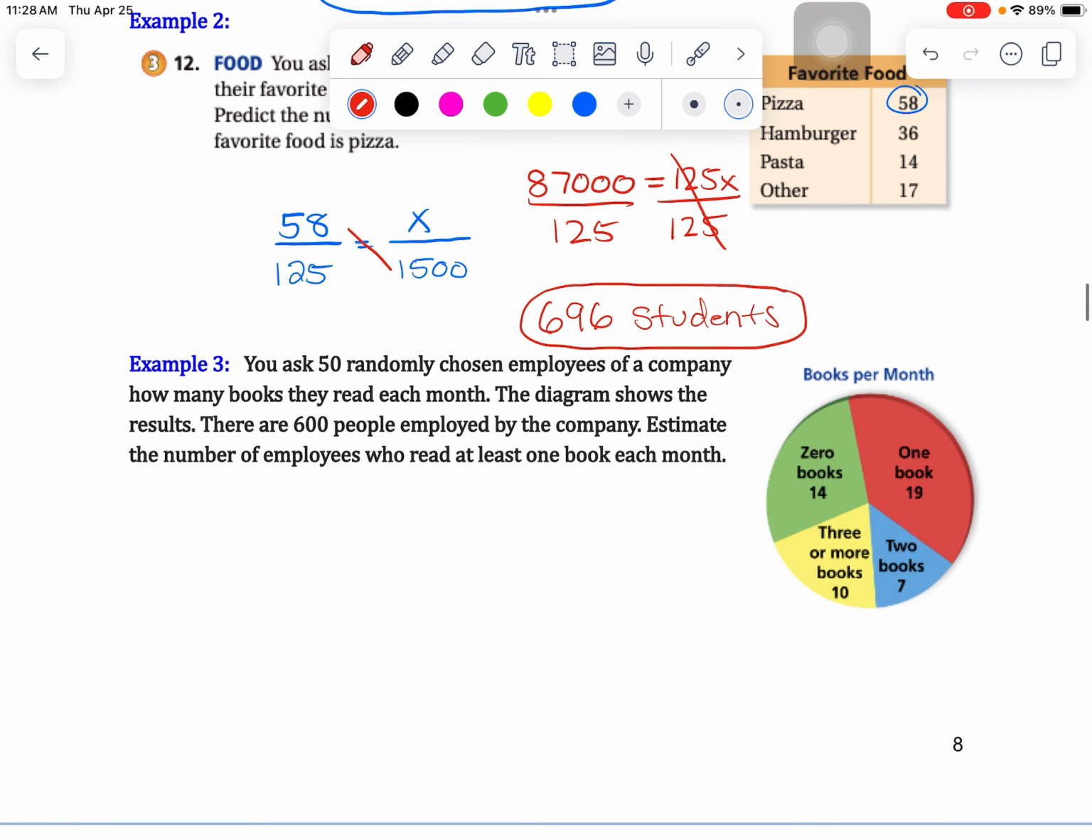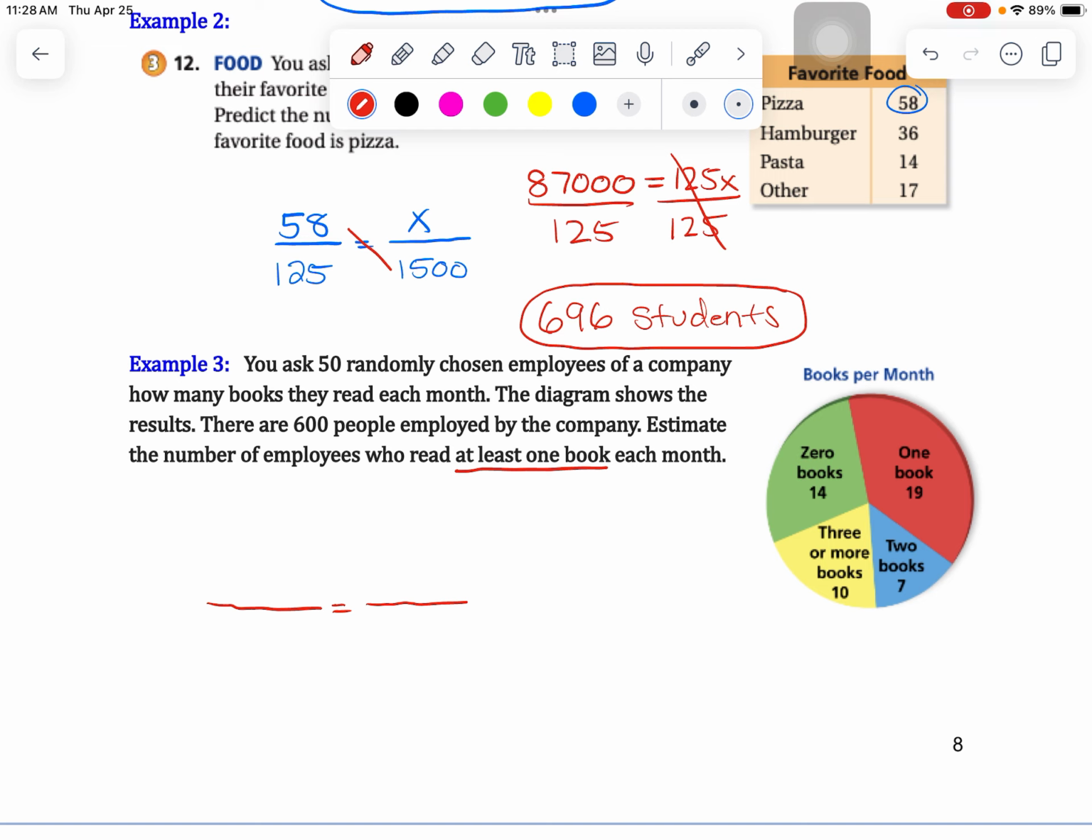All right, let's try another example the same way. It said you ask 50 randomly chosen employees of a company how many books they read each month. The diagram shows the results. There are 600 people employed by the company. Estimate the number of employees who read at least one book each month. So I'm going to set up my proportion. In the sample, it says at least one book, so at least one book would be 1, 2, or 3.